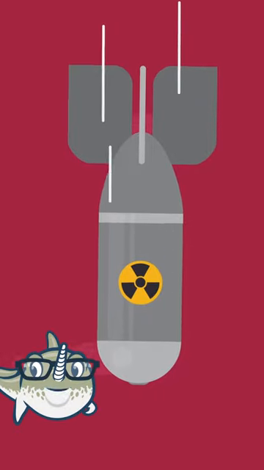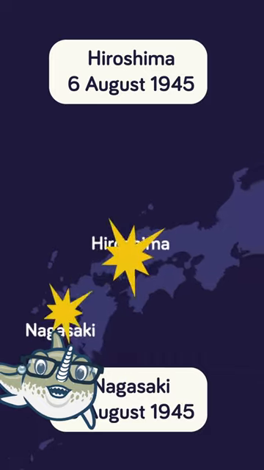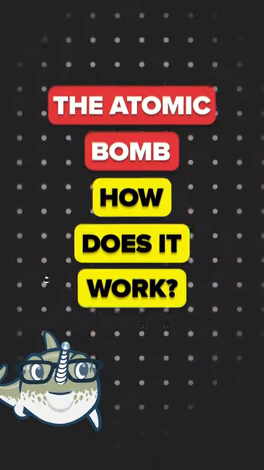The atomic bomb is one of the most formidable and notorious weapons in history, famously used in the bombings of Hiroshima and Nagasaki. But how does this weapon of mass destruction function?